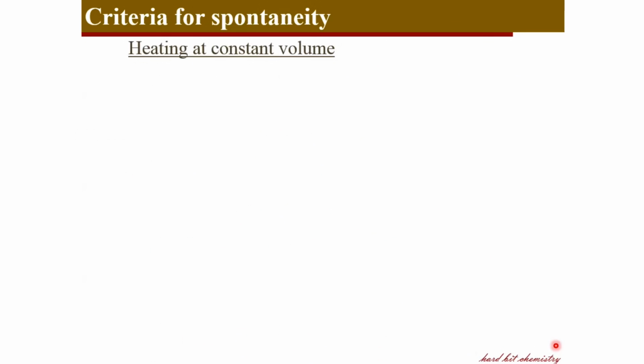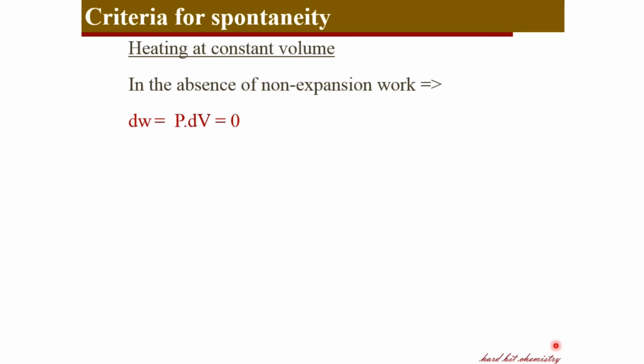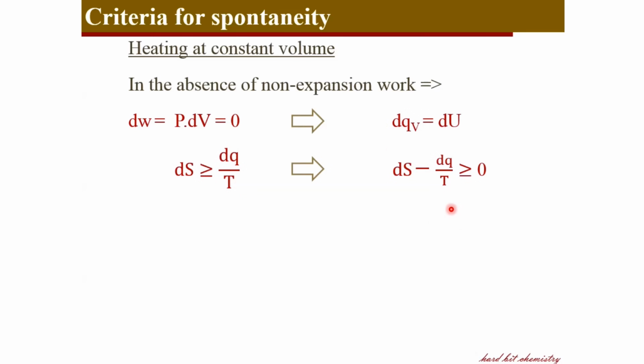So looking at a system, a heating process at constant volume, we know that in the absence of non-expansion work, the work is then the expansion work which is given in terms of volume change. As we have got the constant volume condition, that pressure volume work will be zero, that is the work is zero. And this leads to the first law expression that the heat at constant volume equals internal energy change. And from the Clausius inequality, we can rearrange this to get this expression, that is dS minus dq by T is greater than or equal to 0.